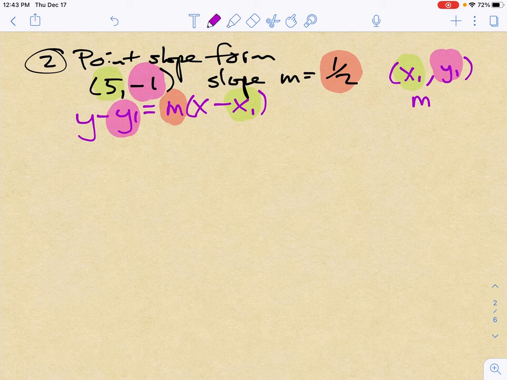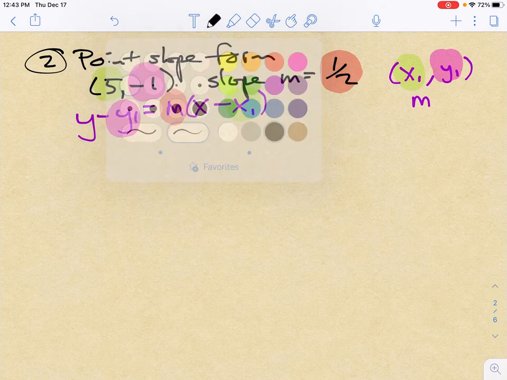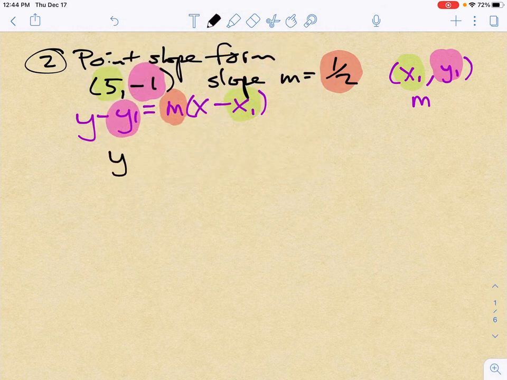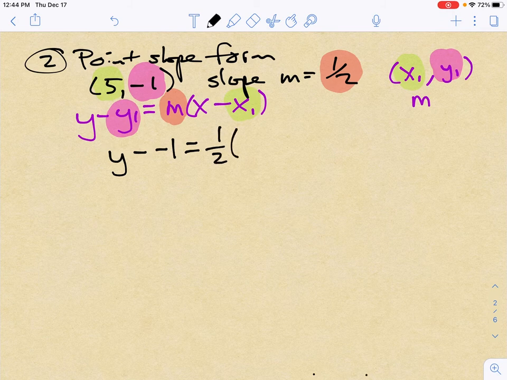So now let's rewrite this using the information they gave us. So y minus, y1 is -1, so y minus -1 equals, my m is 1/2, and then x minus x1, and x1 is 5. So you can see I've got enough information here now where I can write this. And all you do then is you just clean it up.